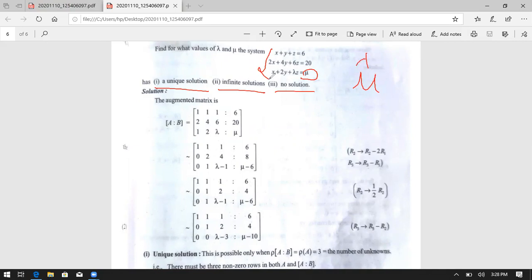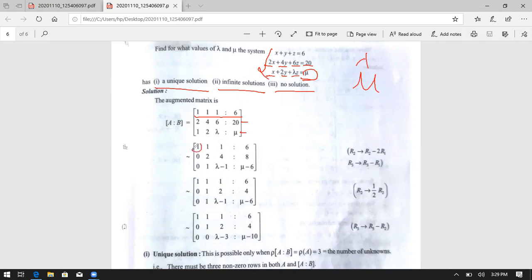First that is A augmented with B, that is the augmented matrix. First you take 1, 1, 1, 6. Next one 2, 4, 6, and 20. I write here 2, 4, 6, and 20. Next come to the third equation, that is 1, 2, lambda and mu. I write here 1, 2, lambda and mu. Next step is taking the row reduced echelon form.